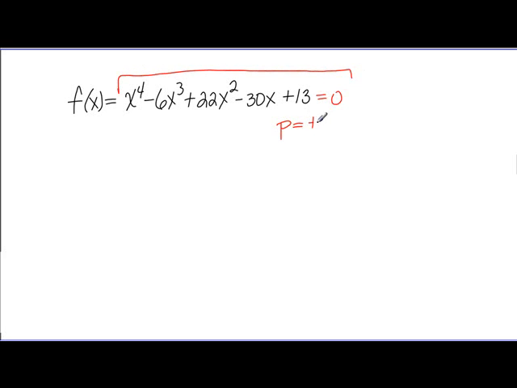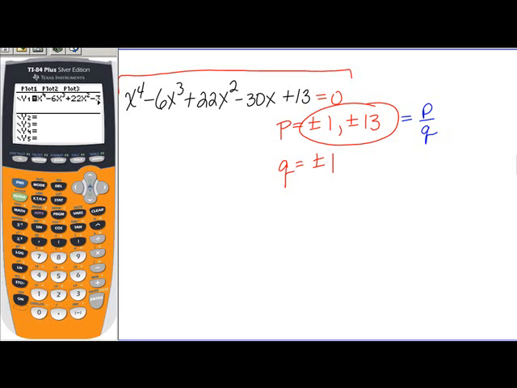The factors of the constant term are 1 and 13. The factors of the leading term are 1 and negative 1. So P over Q is plus and minus 1 and plus and minus 13. So now, it's only 4 numbers. It wouldn't be really all that hard to check all 4 of those possibilities with synthetic division, but I'd like to save myself a little bit of time.